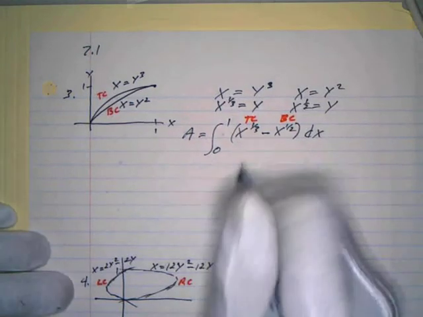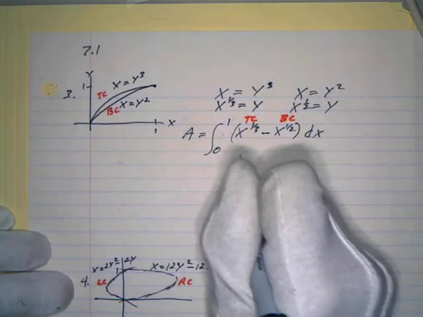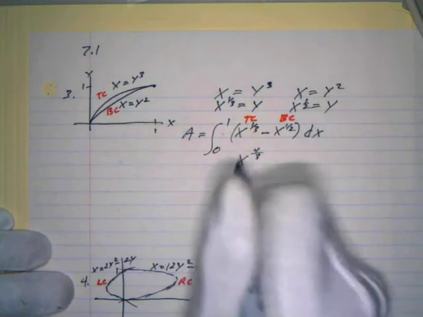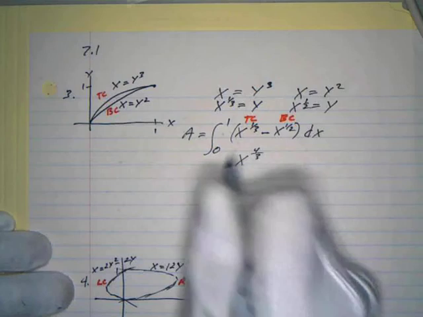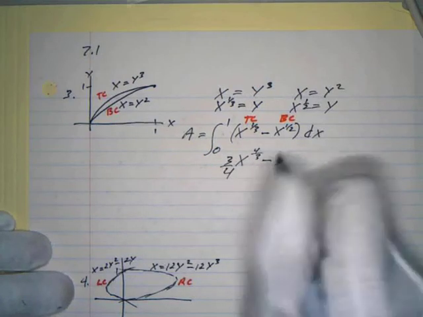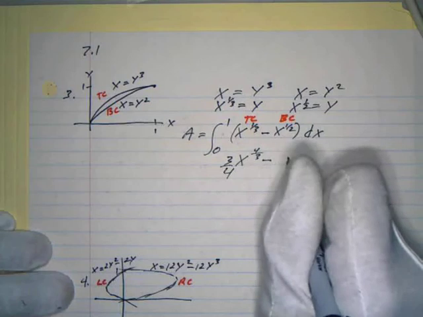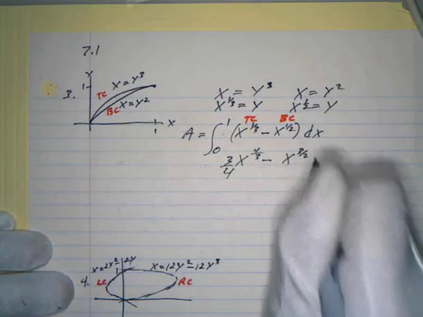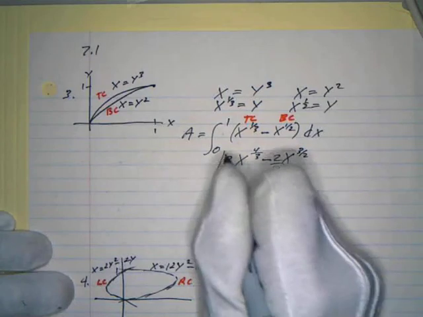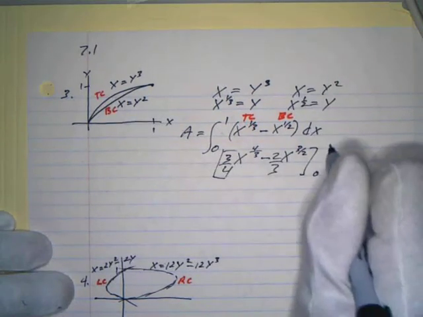And then all we have to do is take the antiderivative of that, so that's going to be add 1, x to the 4/3 divided by 4/3 or times 3/4, and then minus x to the 3/2 divided by 3/2 or times 2/3. And we're just going to evaluate that from 0 to 1.